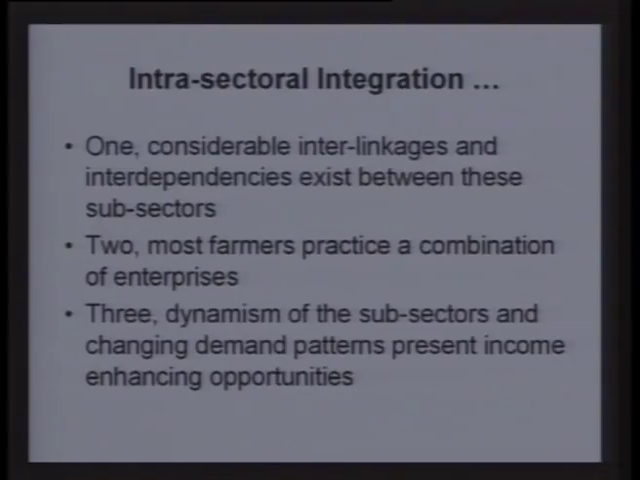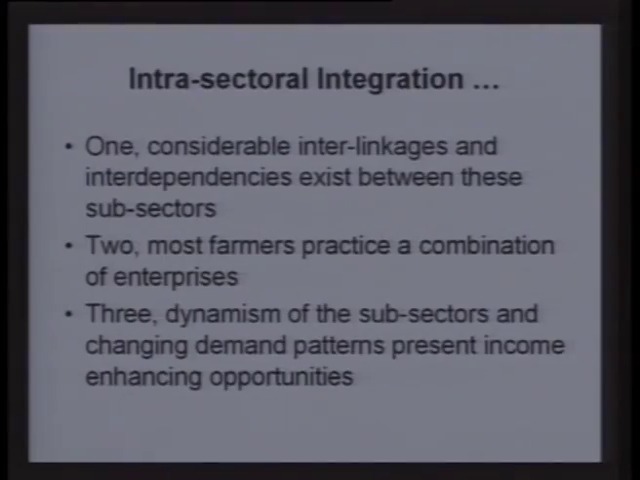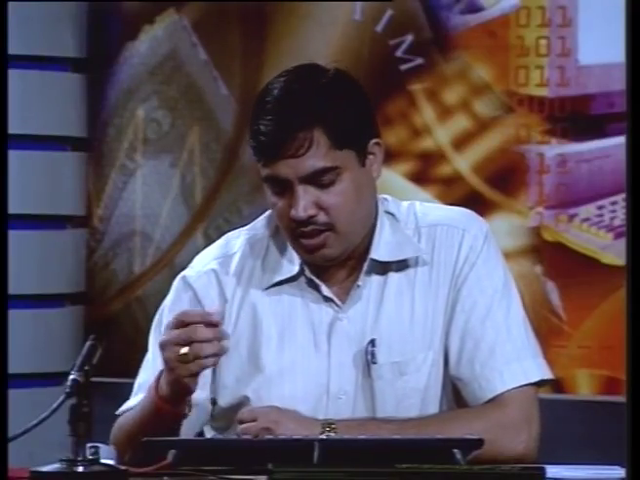Secondly, most farmers in India particularly practice a combination: they grow crops as well as rear animals. So there is an interdependency. Then there are the dynamics of subsectors: the changing demand pattern and present income enhancing. There is also a change in the consumption pattern, so it provides new opportunities to farmers for the increase in income, or income enhancement.